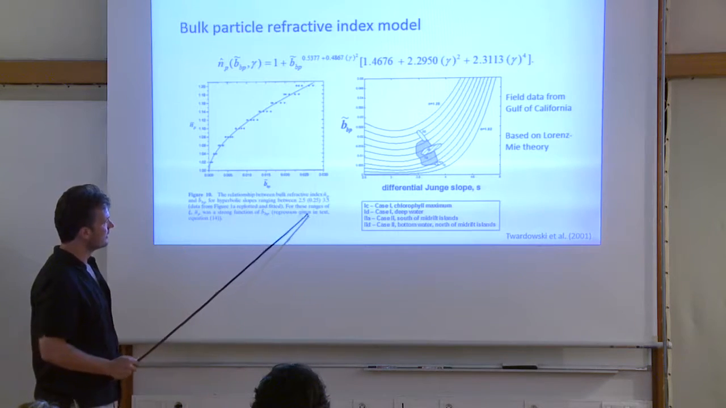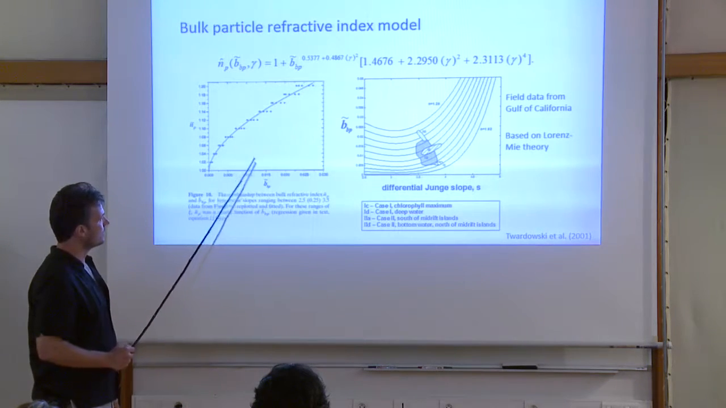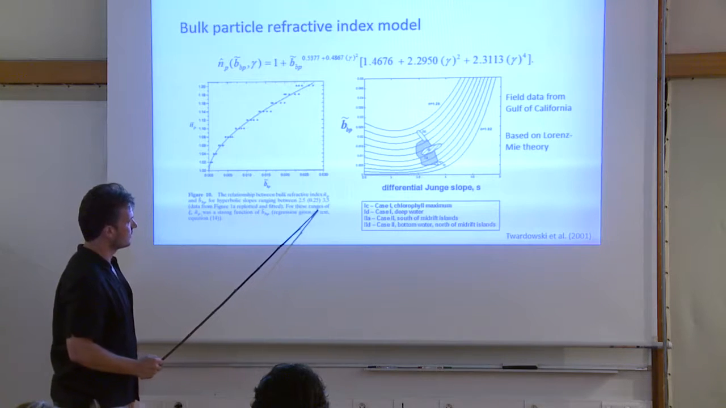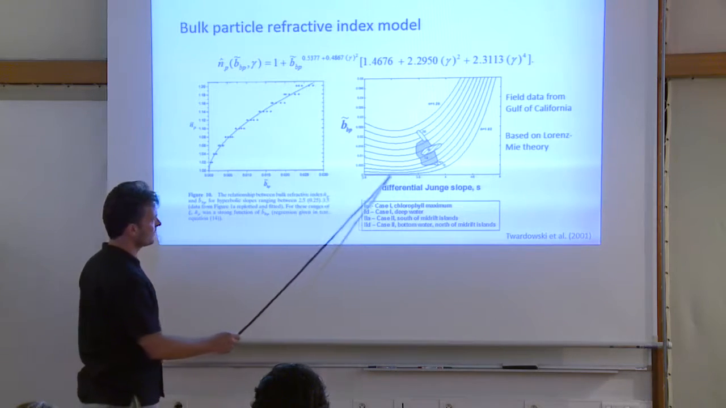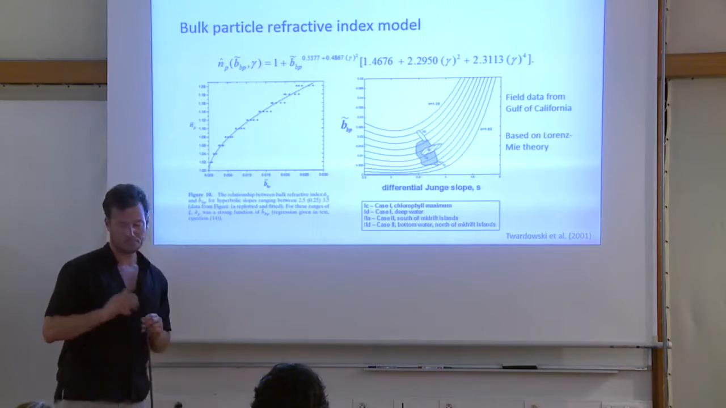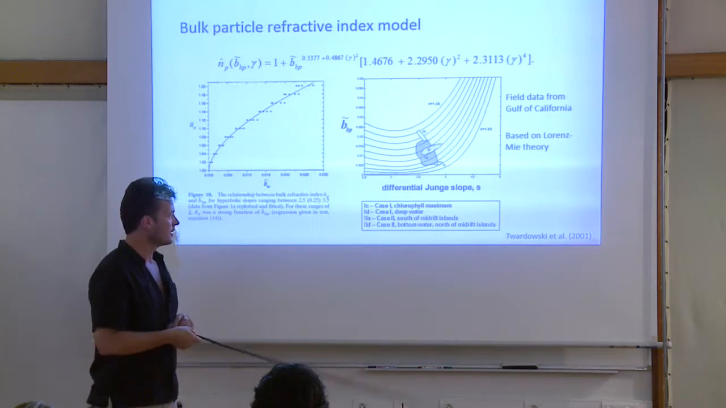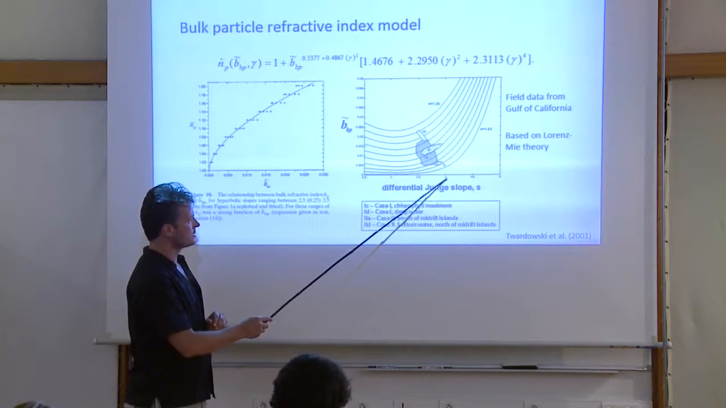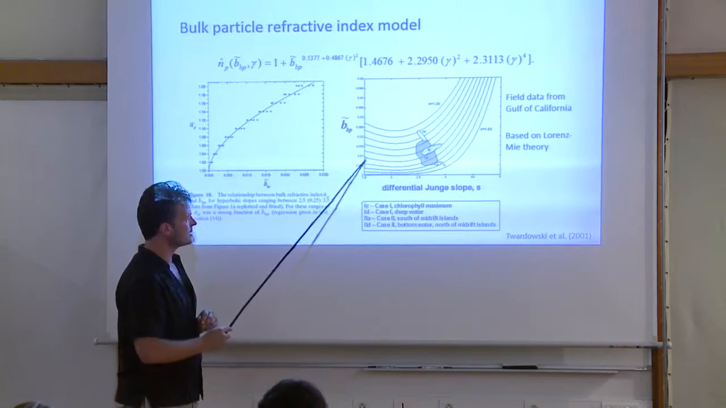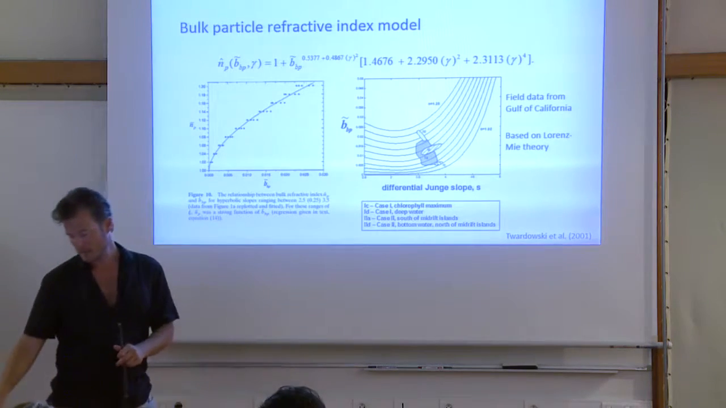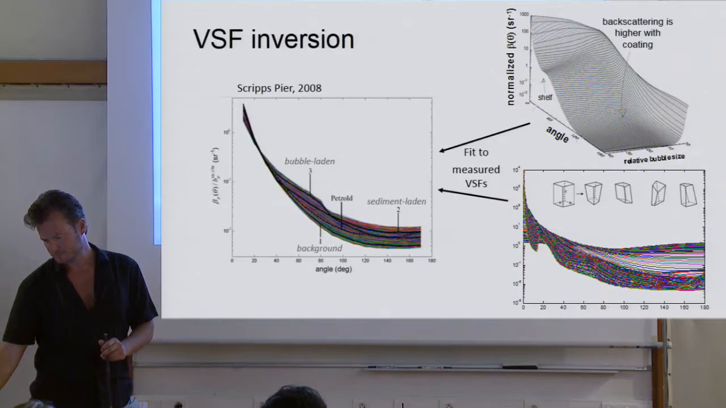But this is only appropriate for 2.5 to 3.5 particle size distribution slopes, which, for the most part, in the open ocean with very small particles, you see a lot of 3.5 to 4. But this does encapsulate a lot of the coastal ocean, at least.